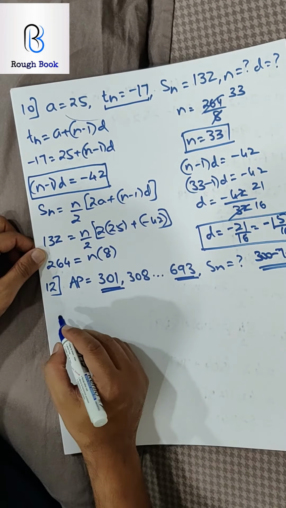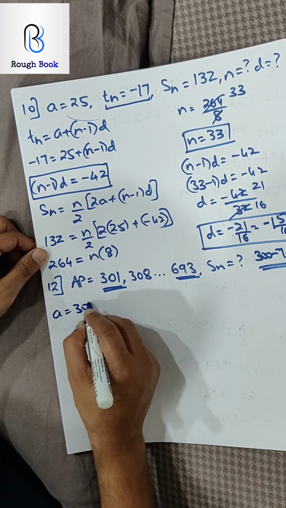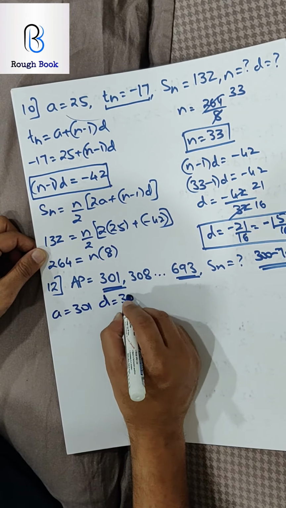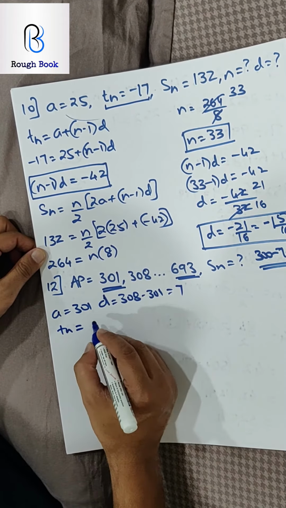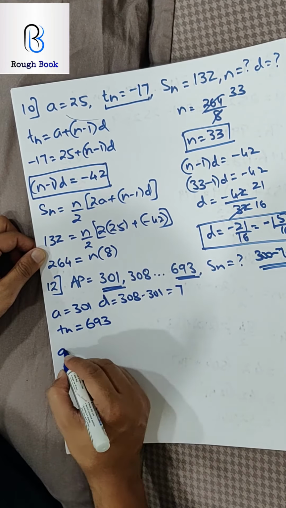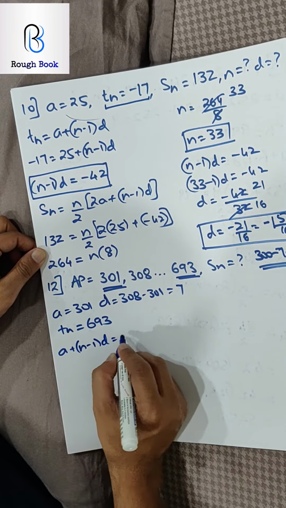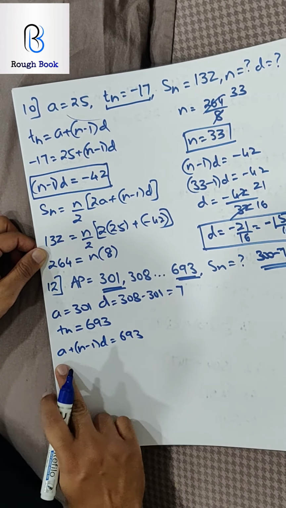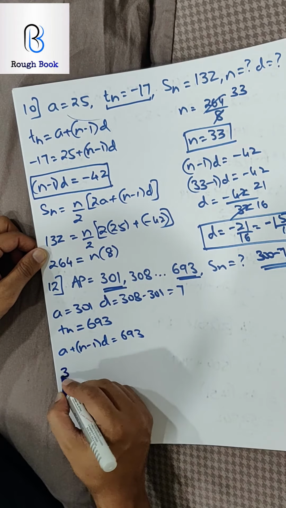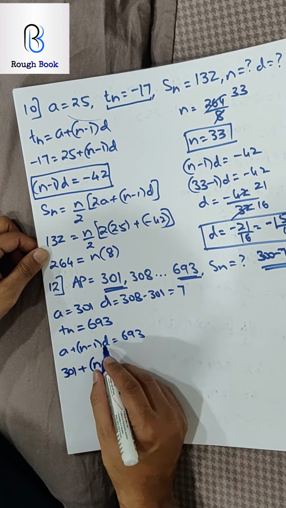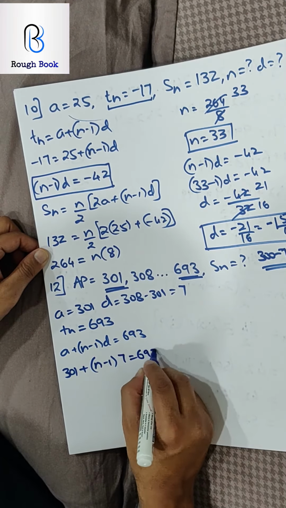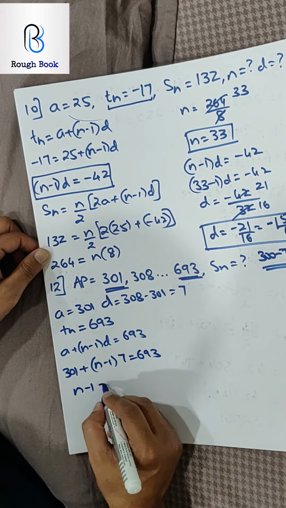Okay, let's try. So first A, 301. Common difference 308 minus 301, so 7. I will use Tn as 693. So A plus N minus 1 into D, 693. So what is my A? 301. N minus 1, unknown. D, 7. 693. So N minus 1.